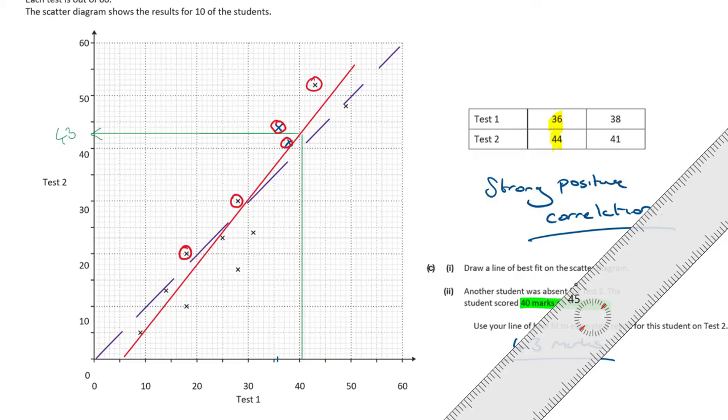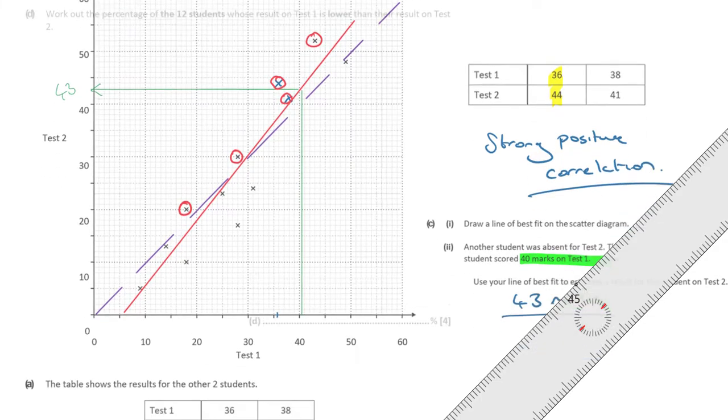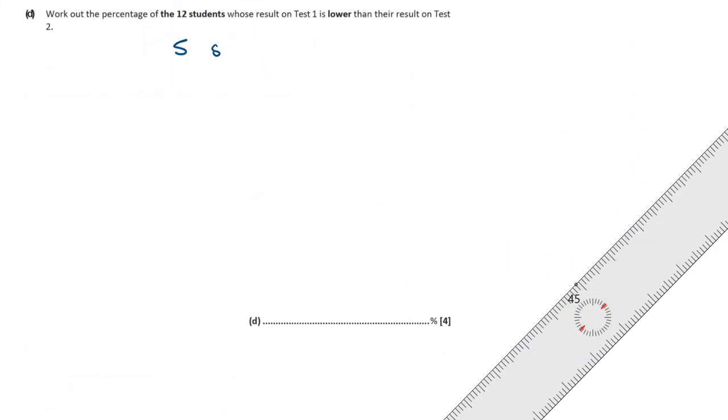Out of 12, so we want to work out what 5 out of 12 is as a percentage. So I'm going to write down 5 students did better on test 2. So they're the 5 we want. So 5 over 12 as a percentage.